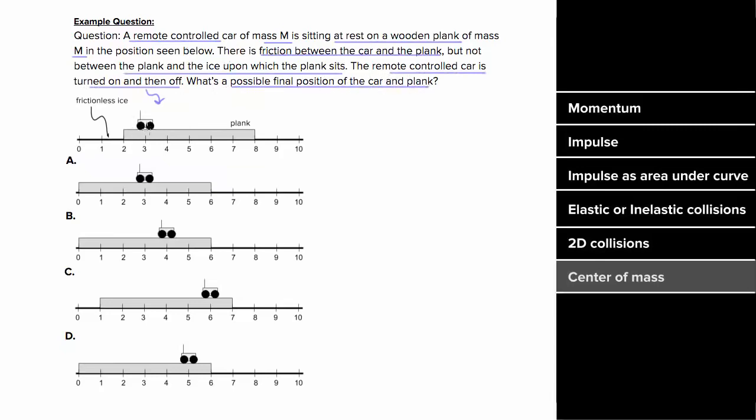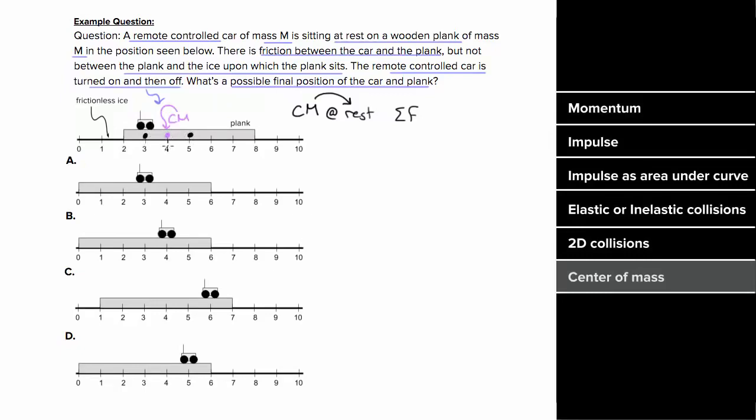Now because the car is at rest and the plank is at rest, that means the center of mass of this system is also at rest. And since there's no net force on this system, the center of mass is going to have to remain at rest. Where is the center of mass? Well, the car's mass is at 3. The plank's center is at 5. So the center of mass between the car and the plank would be at the location of 4.